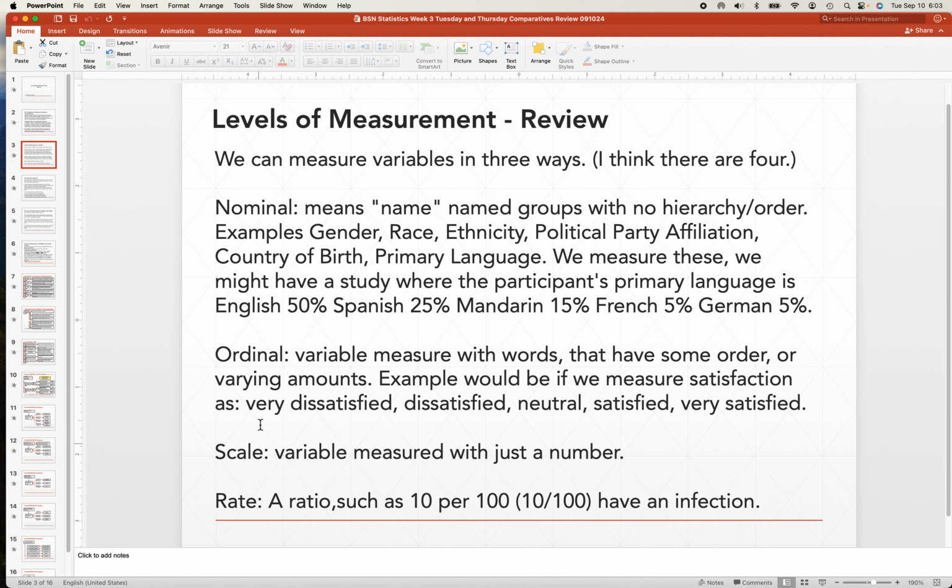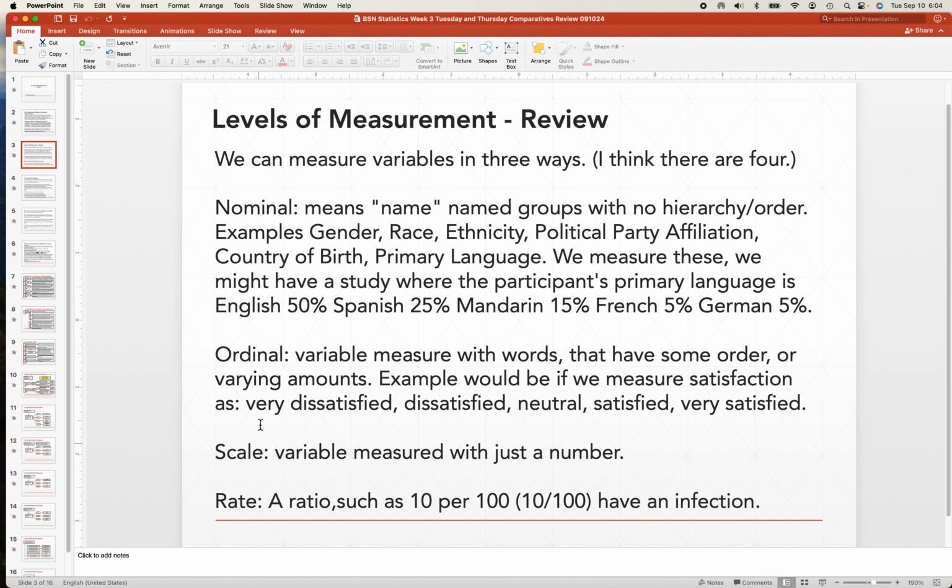Our third level of data is scale data. Scale data is simply a variable that's measured with a number, any number. We used to call this things like ratio, interval, discrete, continuous data, but it doesn't matter. If we have a number, we can calculate a mathematical mean. That's what's really important. And so we treat all numerical data the same. So now we just use this inclusive term called scale data.